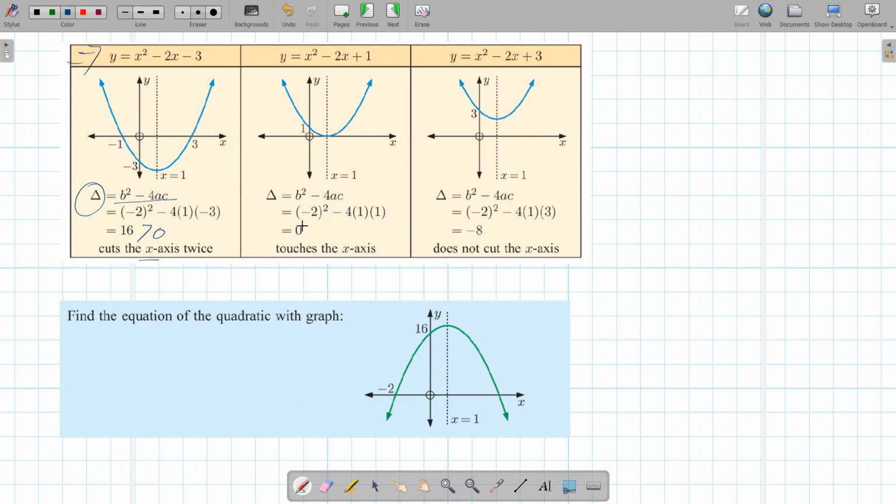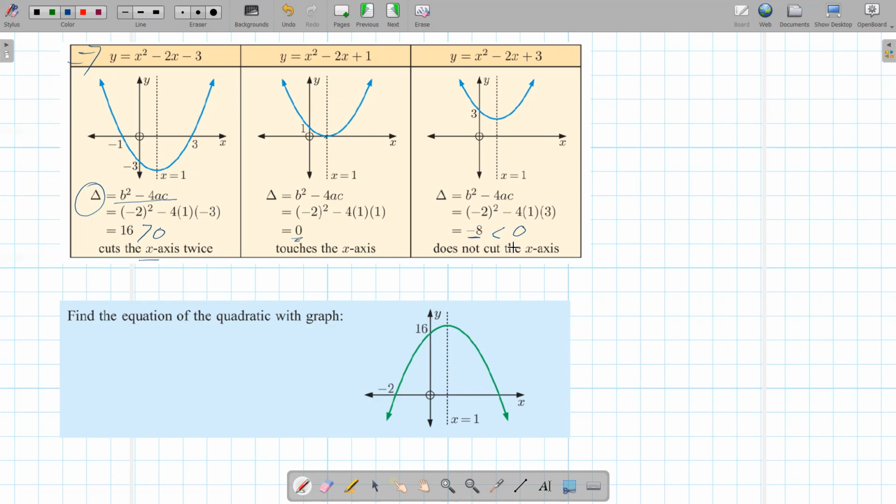About the second rule, when the discriminant b² - 4ac equals 0, that represents that the parabola will touch only 1 point on the X-axis. The third scenario, when delta is smaller than 0, which is negative, represents that the parabola does not cut the X-axis at all. Then we have how many scenarios? 3 scenarios, okay?